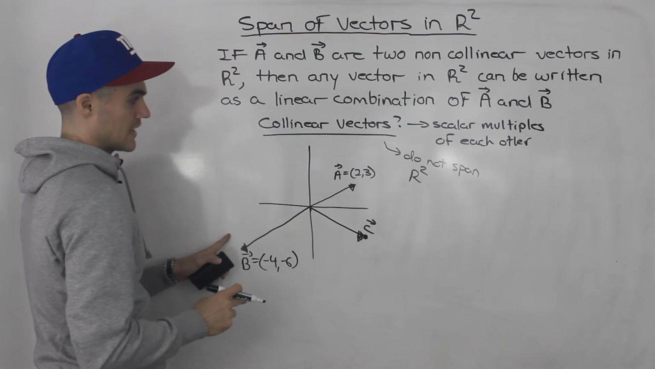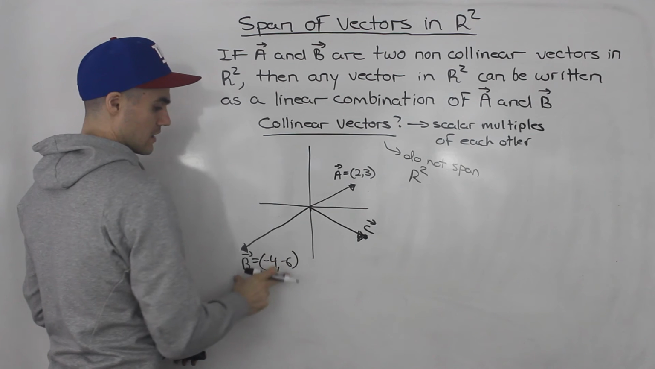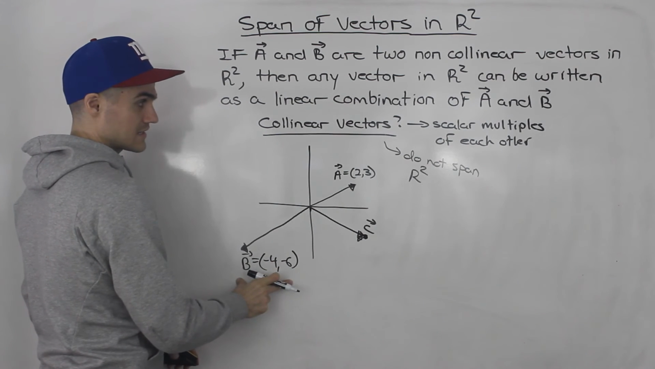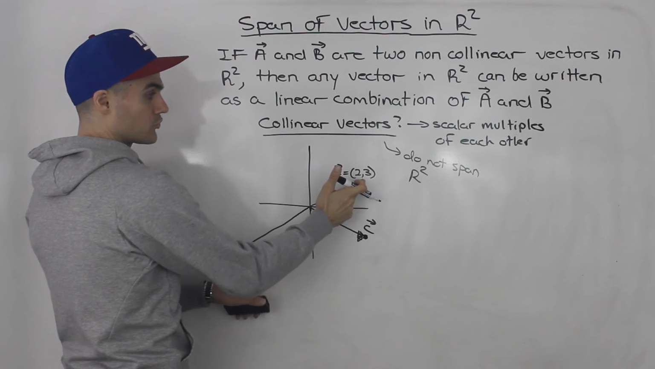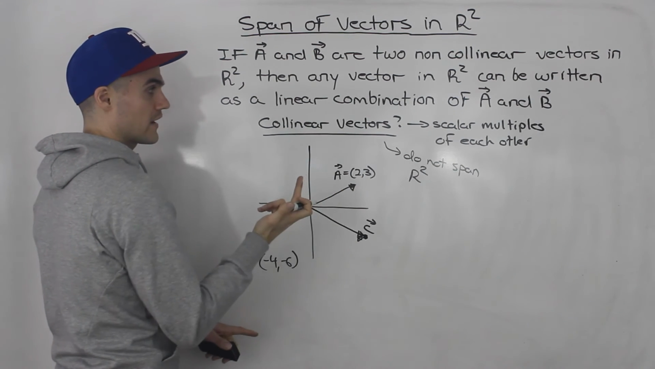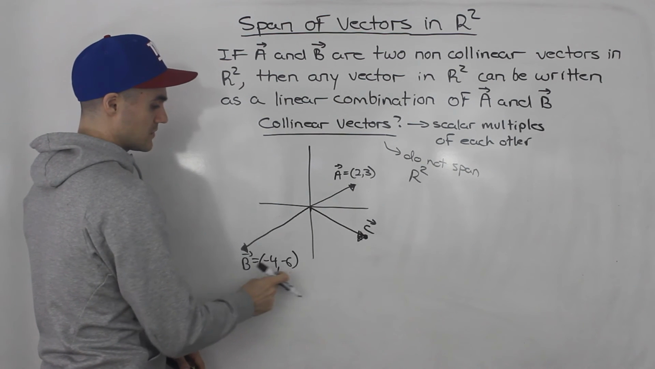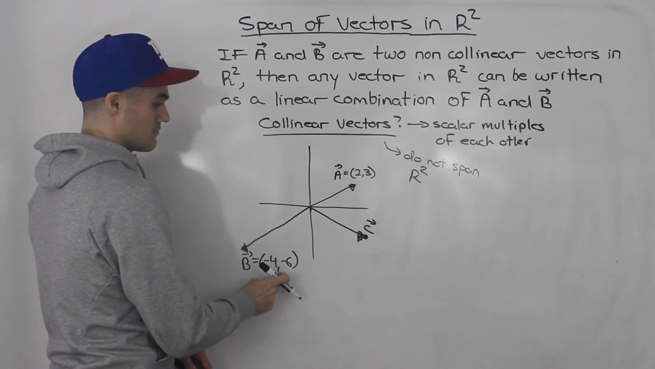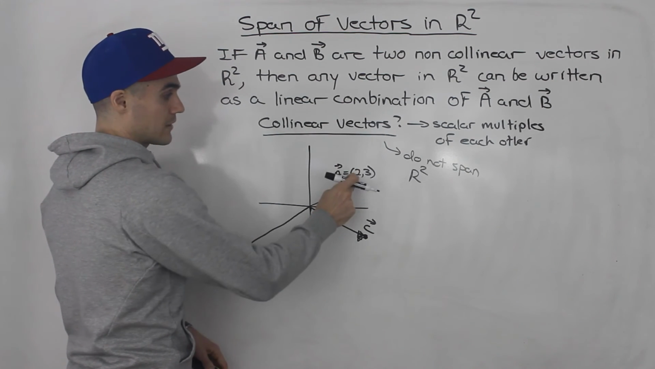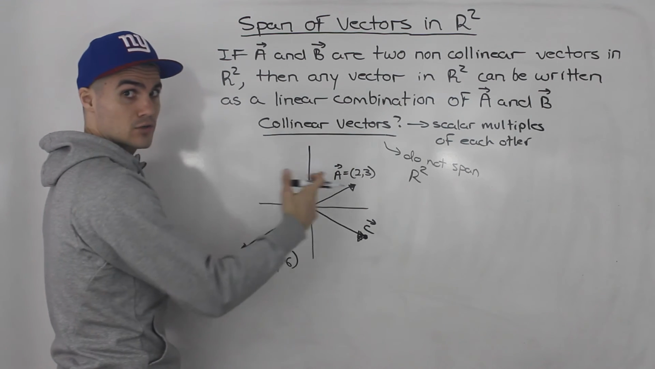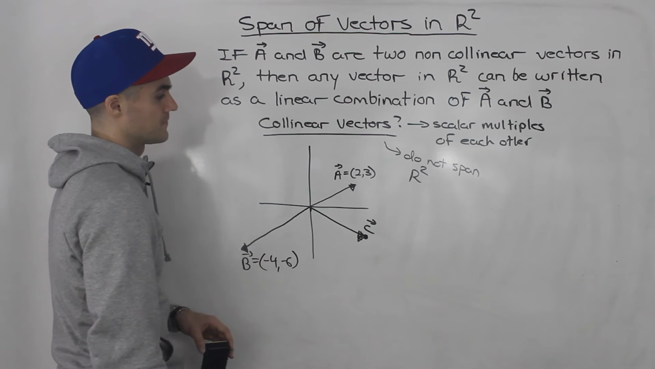So you may get a question asking, do vectors A, 2 and 3, and B, -4, -6, span R2? Well, you can tell right away they don't because they're scalar multiples of each other, hence they're collinear vectors, so they can't span R2. And it doesn't have to be -4, -6, it could be maybe 6 and 9, right? So that would be like multiplying A by 3. Still scalar multiples of each other, still collinear, they do not span.